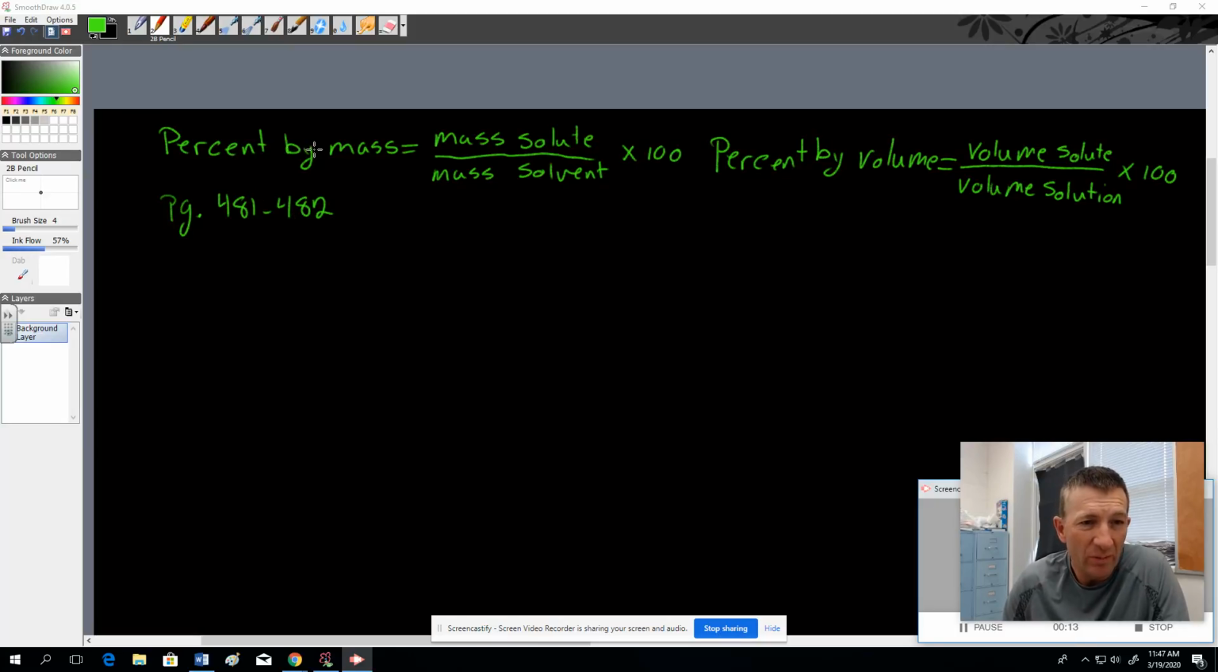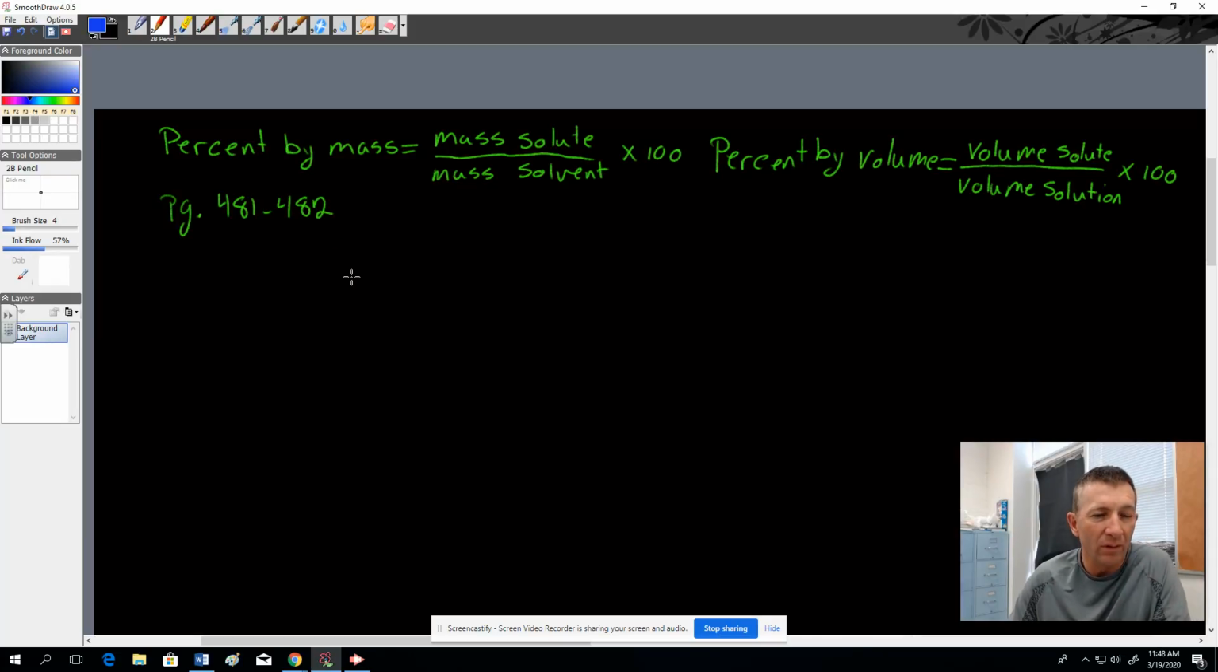So we're going to be talking about percent by mass today and percent by volume. We do these two equations the exact same way. One is just volume and one is mass. This is on page 481 and page 482. So I'm going to do the example problem on page 481.